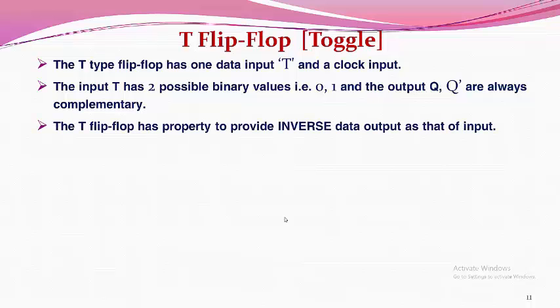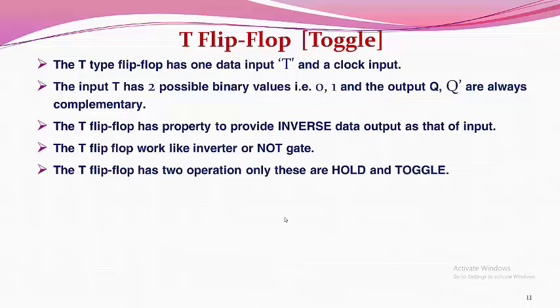Now, the T flip-flop has the property to provide inverse data output as that of the input. Means, same as D flip-flop, when we require the same output as that of the input, then that application uses D flip-flop, and when the user has to store the inverse data output value in a flip-flop, then this application uses T flip-flop. The T flip-flop works like an inverter or NOT gate, which we have studied in the logic gate section.